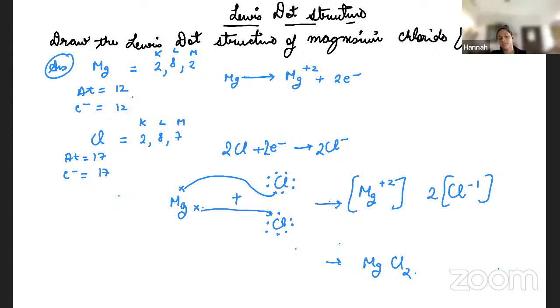So the dots only represent the outermost shell, right? Yeah, the dot is representing the outermost shell. Like in this, the outermost shell has 2 electrons, so I make 2 electrons. In this, the outermost shell has 7 electrons, so I make 7 electrons. Why 2 chlorine? Because Mg is giving 2 electrons. Yes or no? Everyone understood? Guys, did you understand? Quickly write it down.